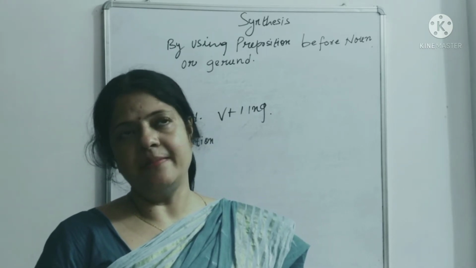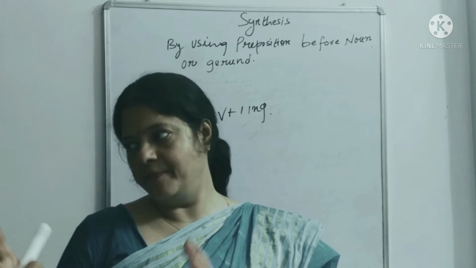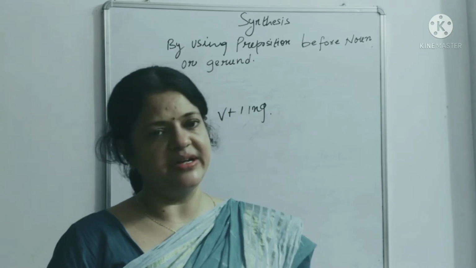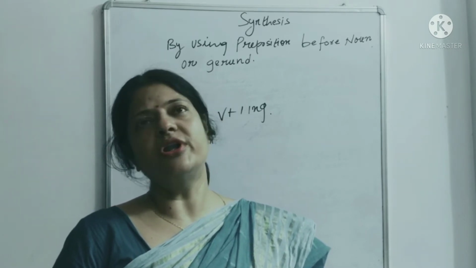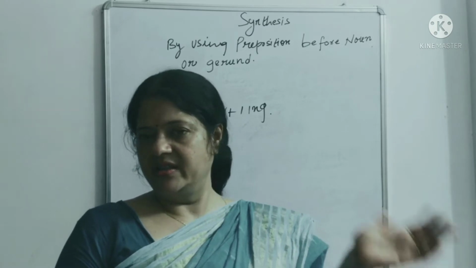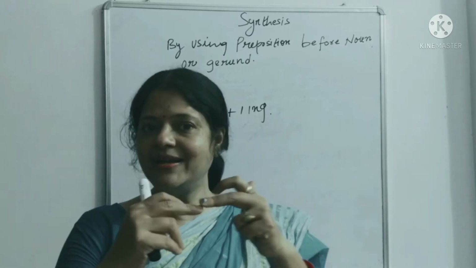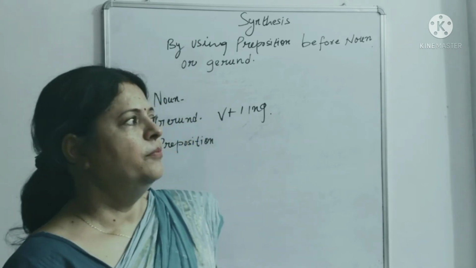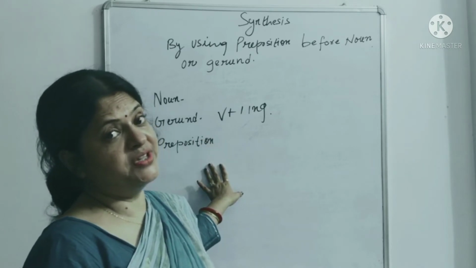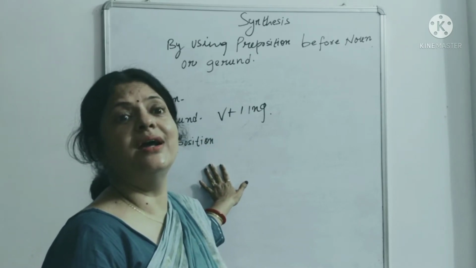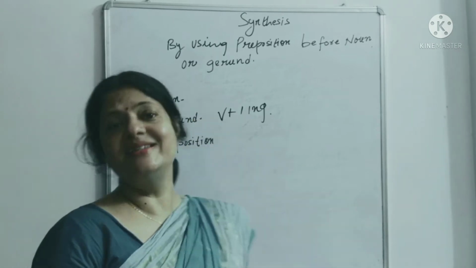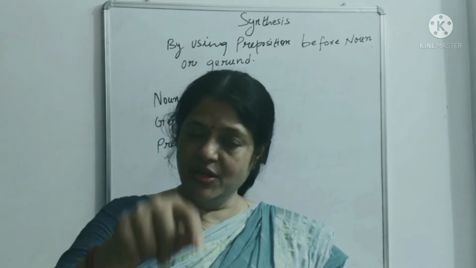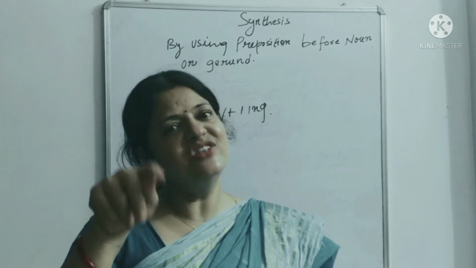Now, this method, I mean preposition before noun and gerund, can be used for any type of sentence. Whatever the condition of the sentence, this method can be used to add two simple sentences to make one simple sentence. Before we get into this, we have to know what a noun, gerund and preposition are, because the title is that we use a preposition before a noun and gerund.